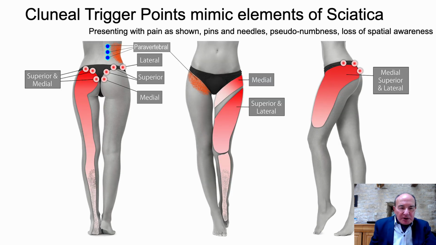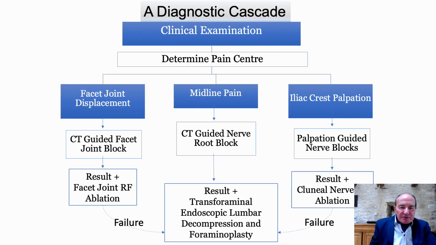The trigger points can produce very significant pain, both in the back, the buttocks, and the legs, as you'll see here, with pins and needles, pseudo-numbness, and loss of spatial awareness. So I needed a diagnostic cascade to try and identify the cause of the pain. This, of course, started with clinical examination to determine the pain center.